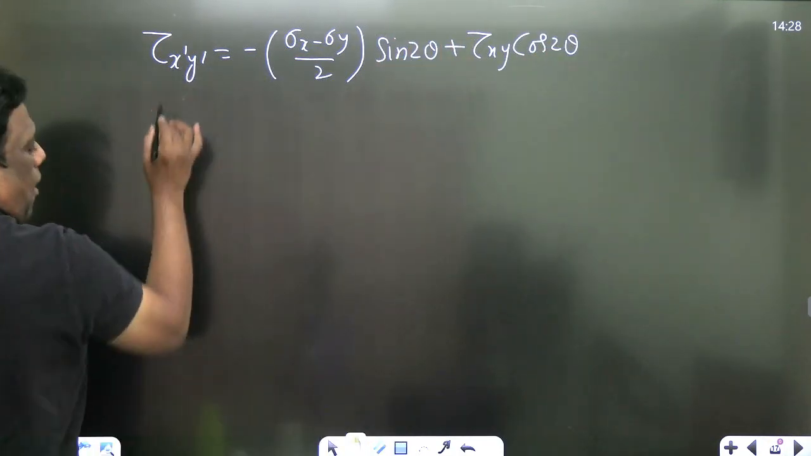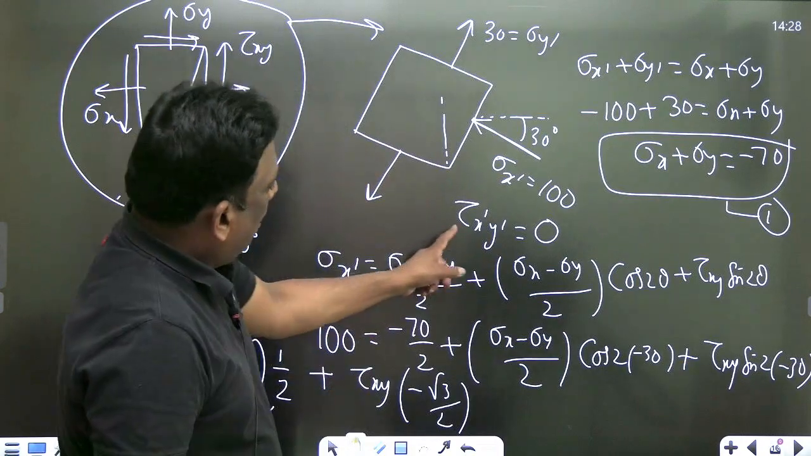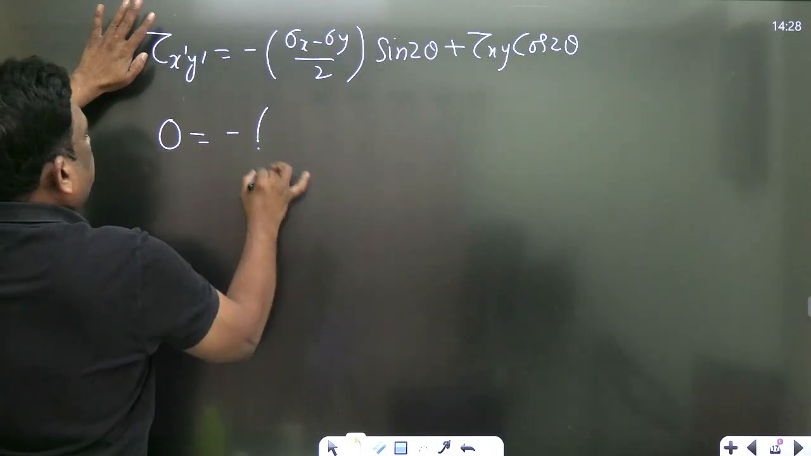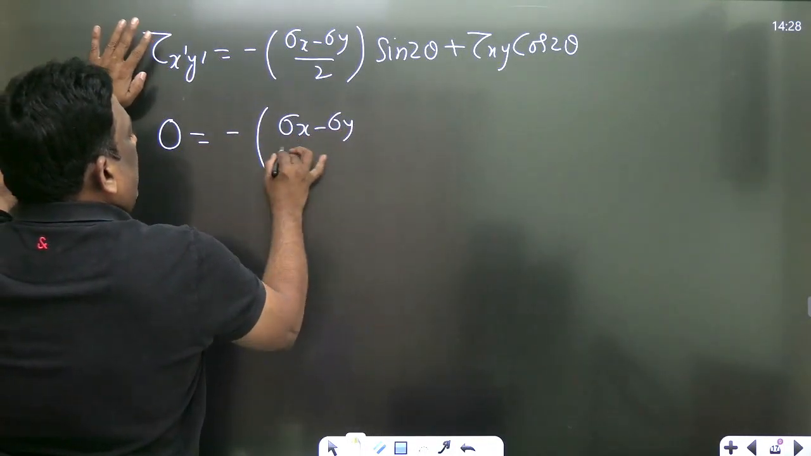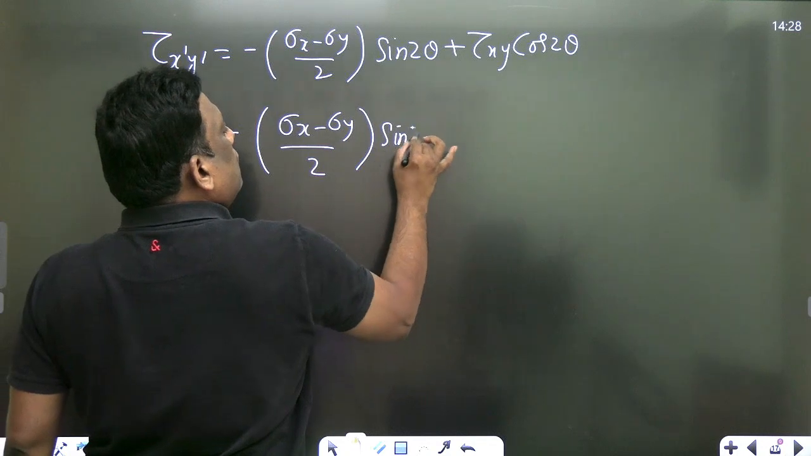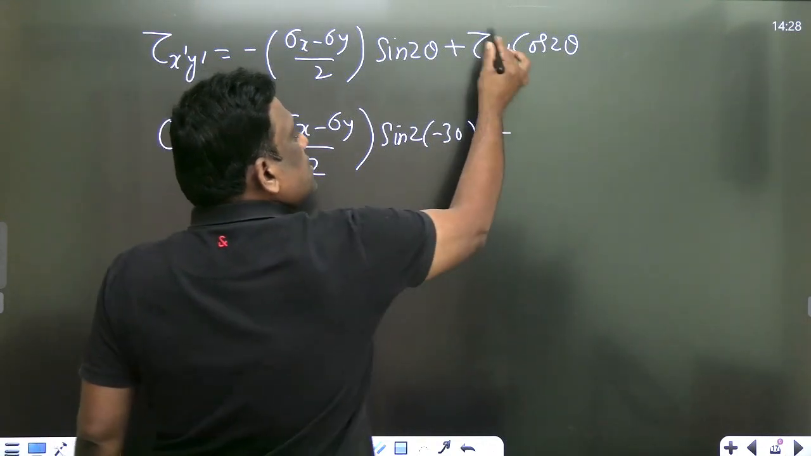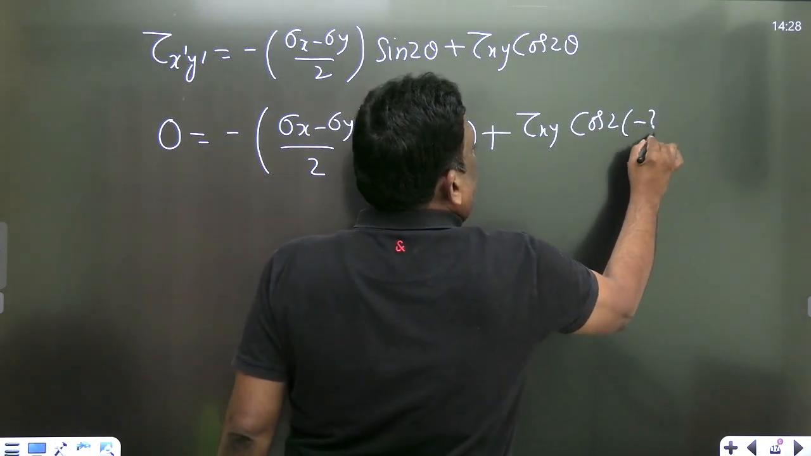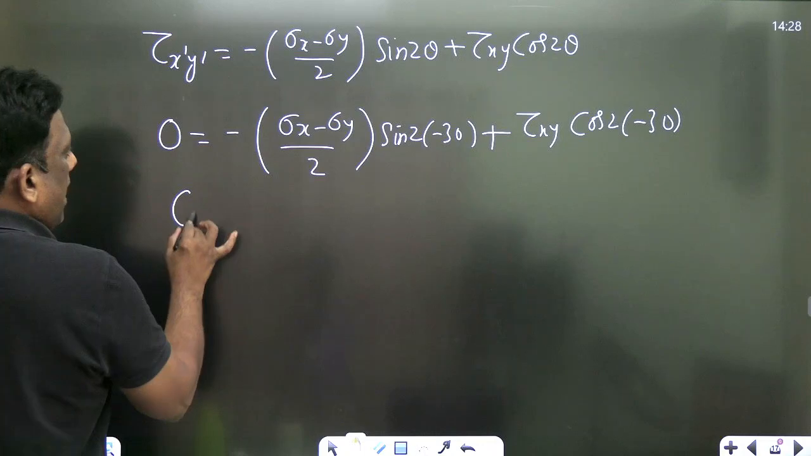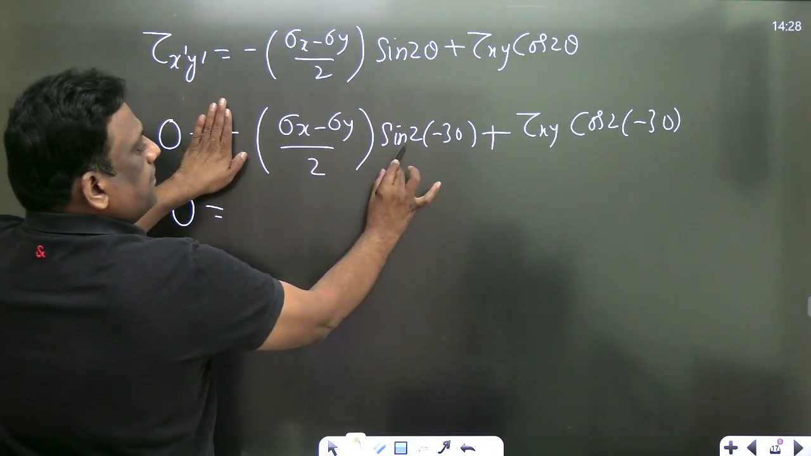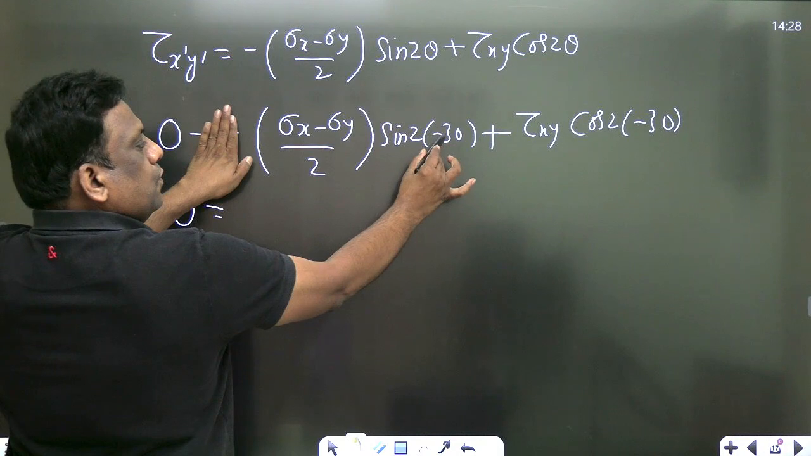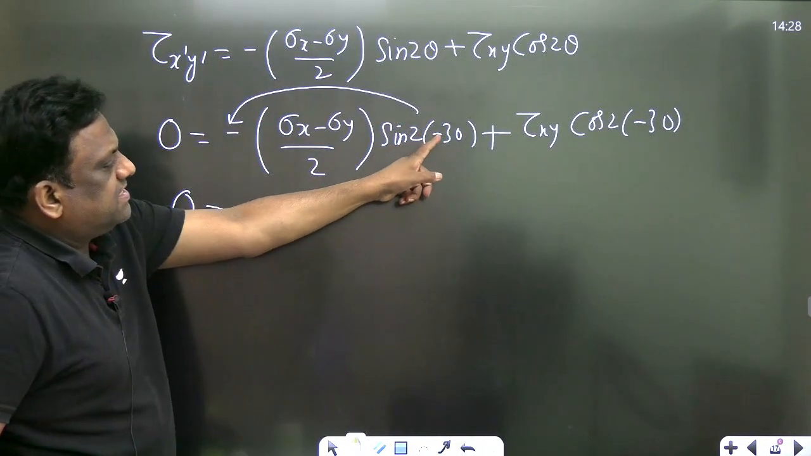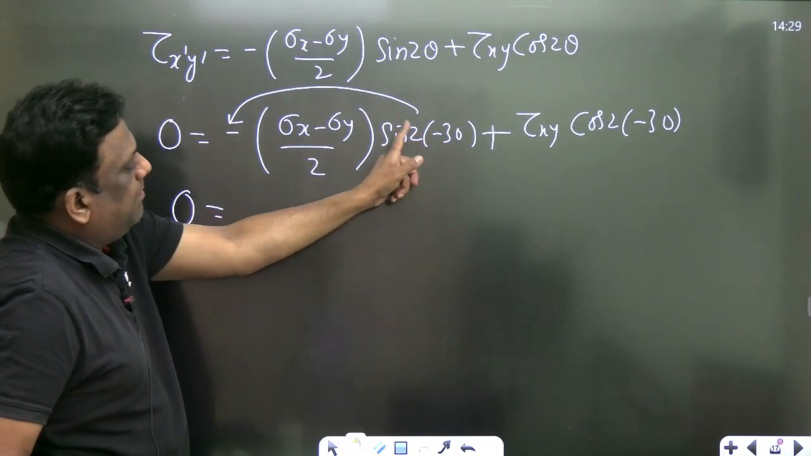Okay. So already you know tau x dash y dash. What is tau x dash y dash? 0. So therefore this is 0 is equal to minus of sigma x minus sigma y by 2 sin of twice of minus 30 plus tau xy into cos of 2 times minus 30. Excellent. So this will be your minus, sin 60 is root 3 by 2, but minus root 3 by 2. Listen carefully: sin of 60 is root 3 by 2, but it is sin of minus theta, so it will be minus. Minus of minus is plus.